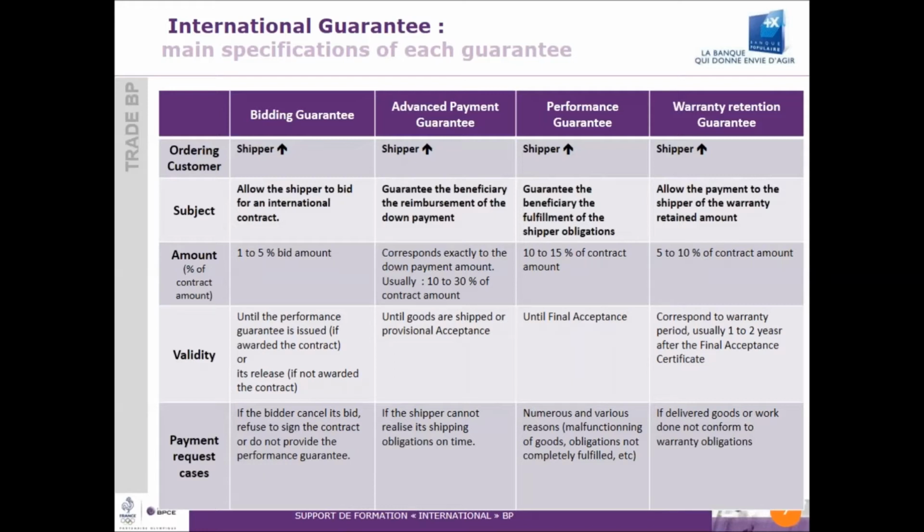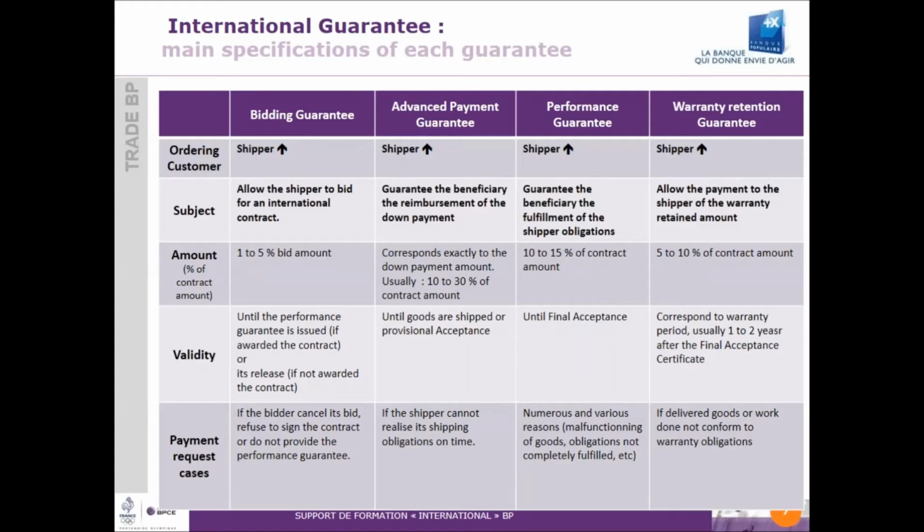It is usually valid until the performance guarantee is issued, if you've been awarded a contract, or until the release of the bidding guarantee if you haven't been awarded the contract. The payment request cases: for a bidding guarantee, usually it's if you cancel your bid, if you refuse to sign the contract but you've been awarded it, or if you do not provide the performance guarantee in time.